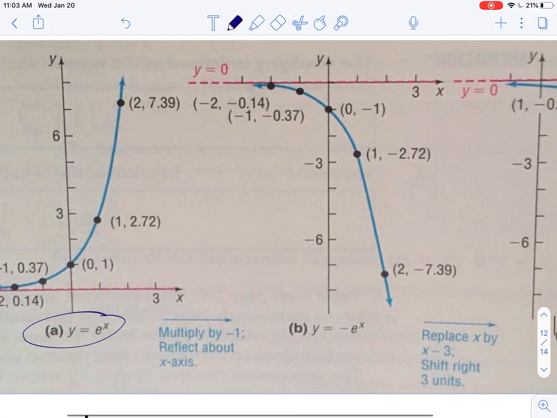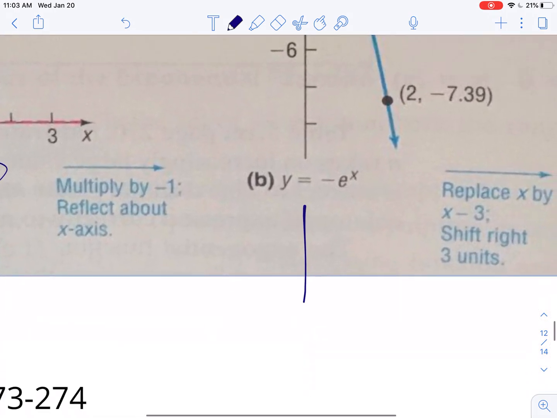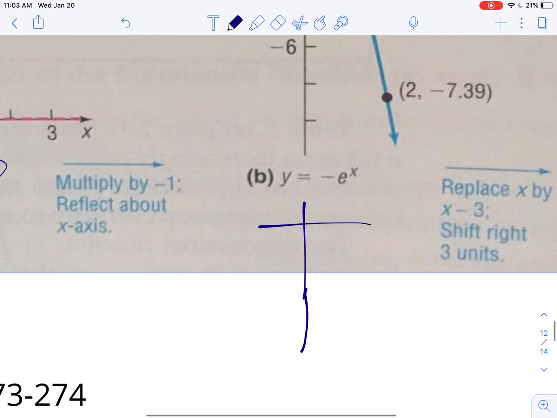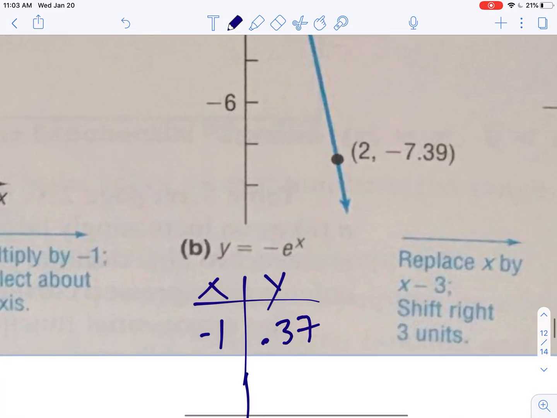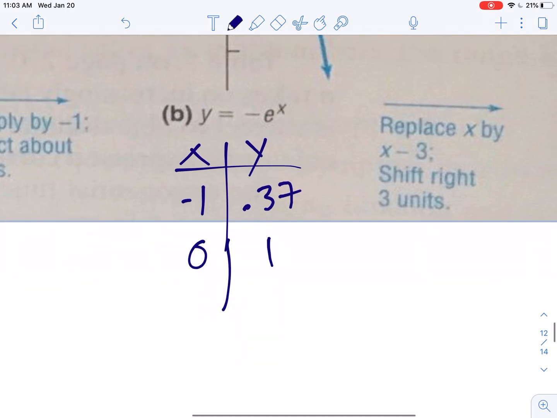So what this means is that I take my table of values, that original table of values, and I'm just going to work with 3 points. I'm going to say negative 1, 0.37, 0, 1, and then 1, 2.72. I'm making all my y values negative because I'm multiplying by a negative 1 at the end. So I made all those y values negative. I just reflected about the x-axis in that way.